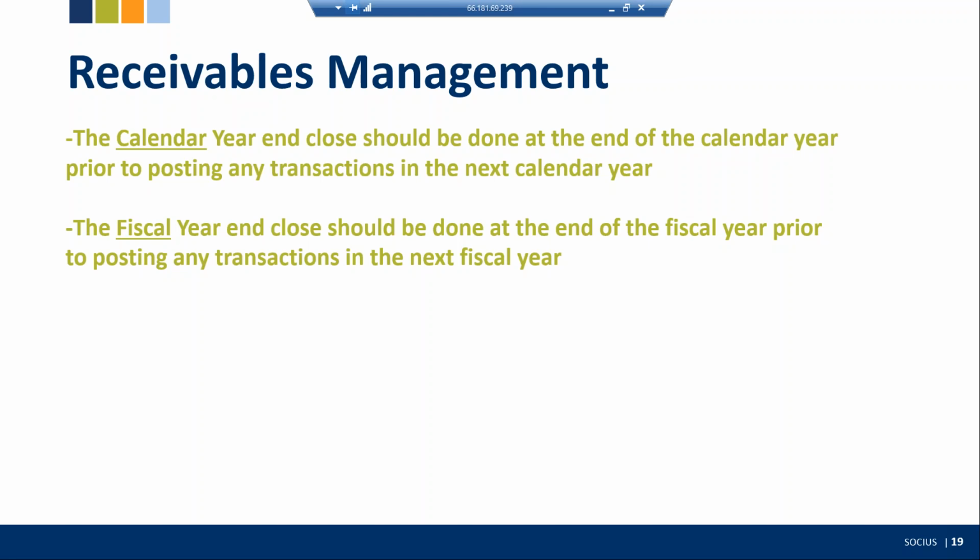The calendar year-end close is really focused on, well, first of all, it needs to be done at the end of the calendar year prior to posting any transactions in the next calendar year. The fiscal year-end close should be done at the end of your fiscal year, prior to posting any transactions. And that sounds fairly obvious, I suppose, but there's a reason for it.